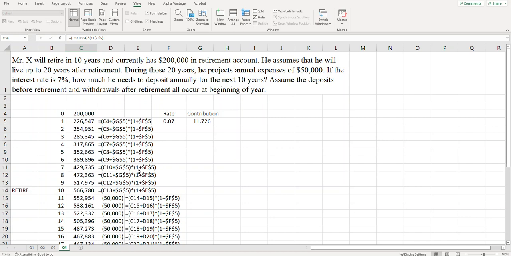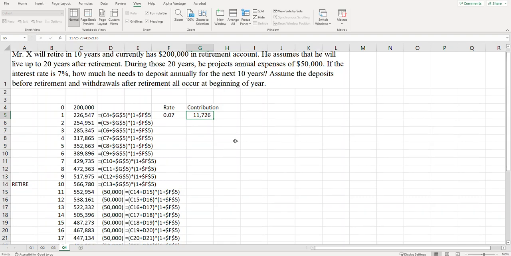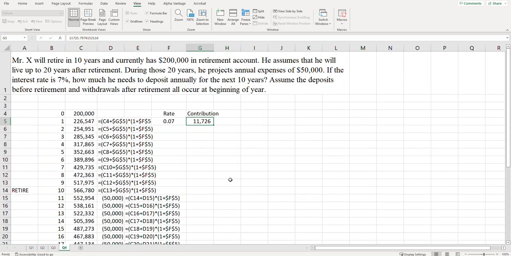Now, one thing that I have a problem with is we have a balance in here, and this balance is based on this 200,000 plus a contribution. So really it's like if you made the contribution at year 0, right? This 11,000 went in at the beginning, but that's neither here nor there. So we can see a solution of 11,726.